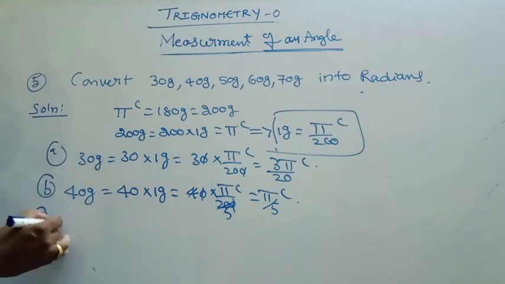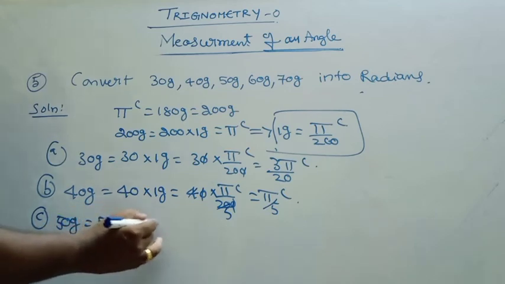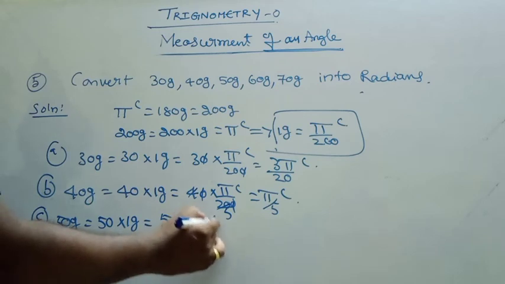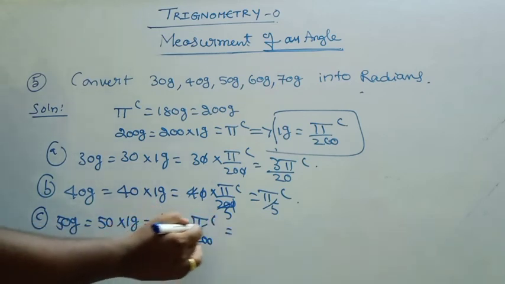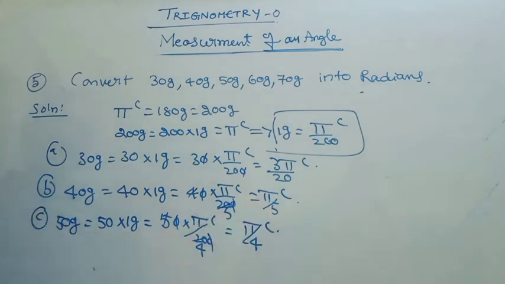Next you have here 50 grades. This is 50 into 1 grade, that is 50 into pi by 200 radians. Now this is 5 ones are 5, 5 fours are 20. This is pi by 4 radians. This is the way you have to do it.